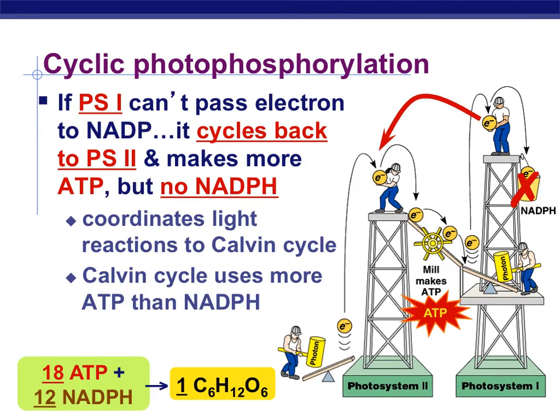With cyclic phosphorylation, or cyclic electron flow, if photosystem 1 can't pass the electron along, it cycles back and it makes more ATP. But here it doesn't make any NADPH. So it coordinates the light reactions to the Calvin cycle, so we can make more ATP than NADPH. But the important part is that in the Calvin cycle, we really want to make sure that we have enough energy to produce and store in the carbohydrates that are produced.